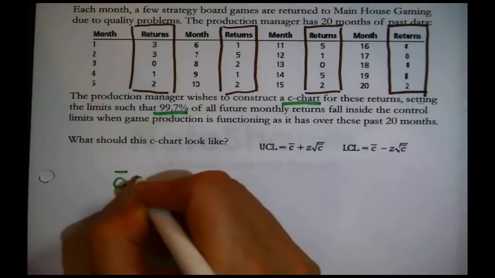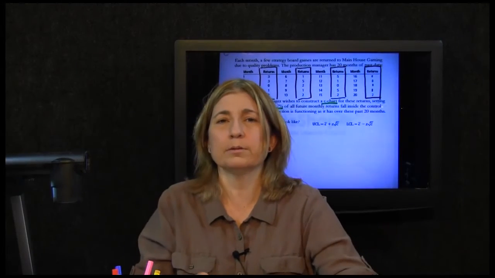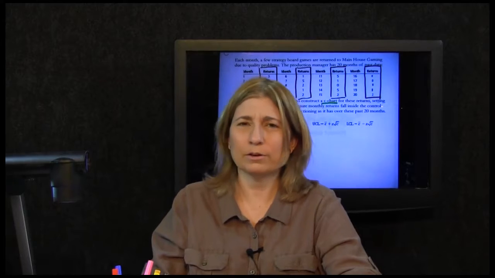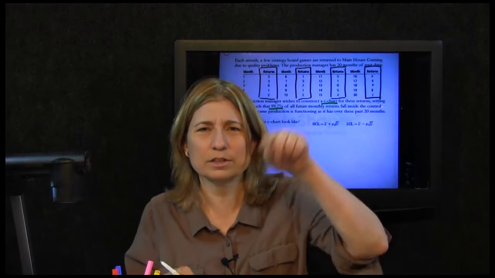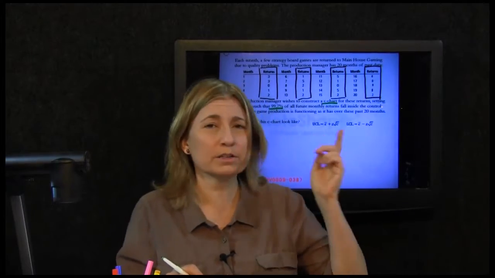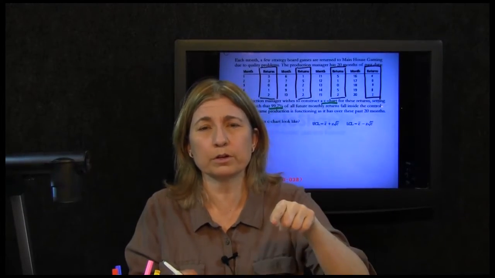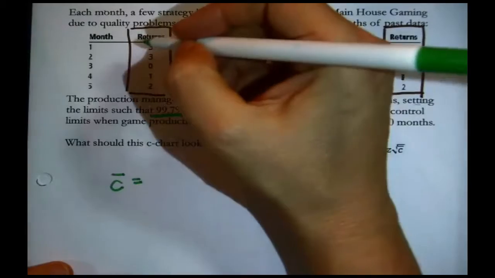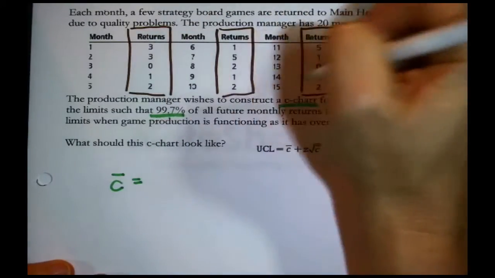One of the parameters that we need for that is C bar. What's that? Oh, it's easy. That's just the average of all those past observations. Right, what I drew boxes around. For each month, we have 20 months worth of returns. Just look at those individual numbers and average them all together.